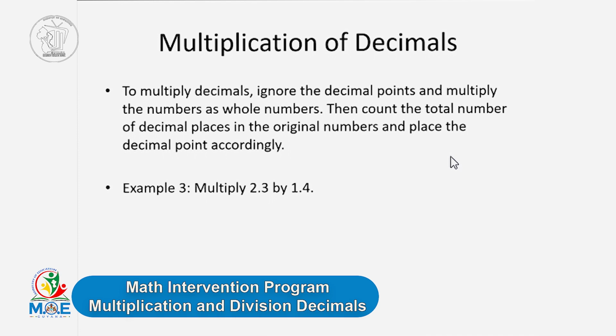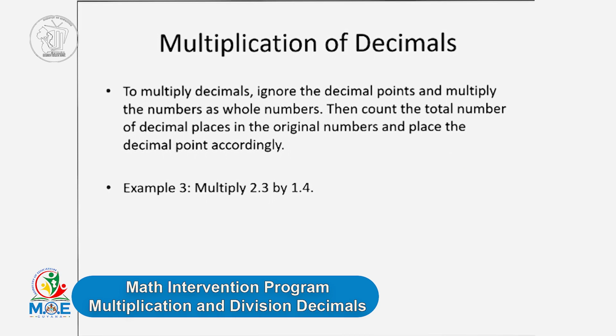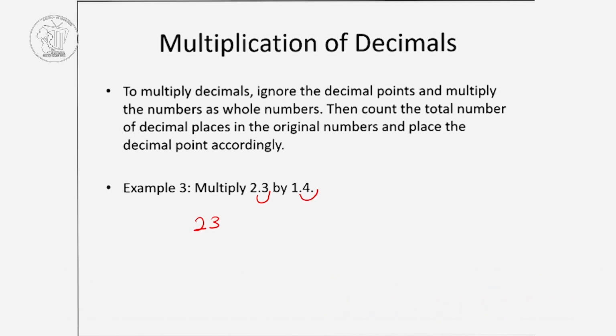So the first question says, multiply 2.3 by 1.4. So let's turn the 2.3 into a whole number. So we move the decimal point to the end here. And then we move this one to the end here. So now we have 23 multiplied by 14. So we know how to multiply this. We put a 0 under the 4. 1 times 3 would give us 3. 1 times 2 would give us 2. And now we have 4 times 3 would give us 12. So we bring in that 2 there. 4 times 2 would give me 8 plus 1, which is 9.